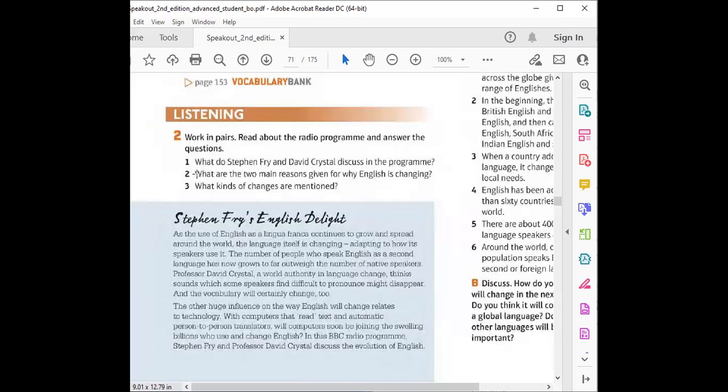First, what do Stephen Fry and David Crystal discuss in the program? The evolution of English, and how it might change in the future. Thank you, Ikram. What are the two main reasons given for why English is changing? There are two reasons here.